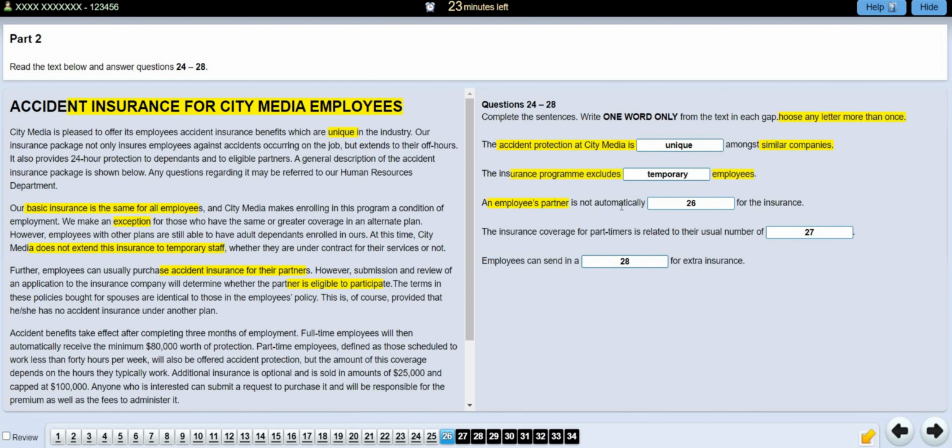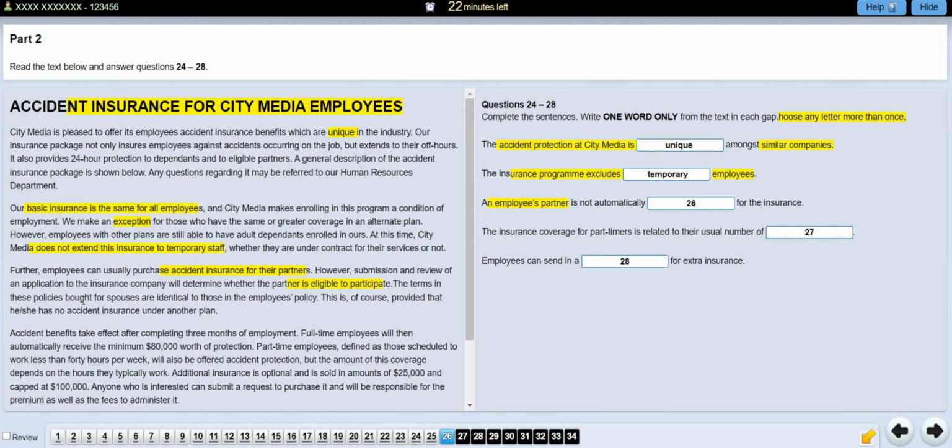An employee's partner is not automatically eligible for insurance. Further, employees can purchase accident insurance. However, submission and review of an application to the insurance company will determine that the partner is eligible to participate.